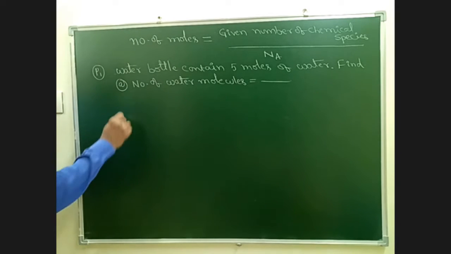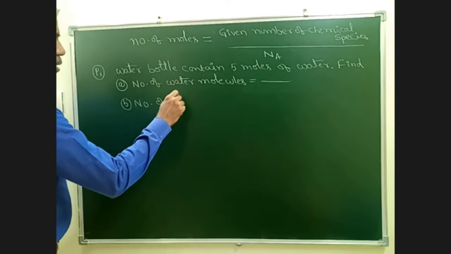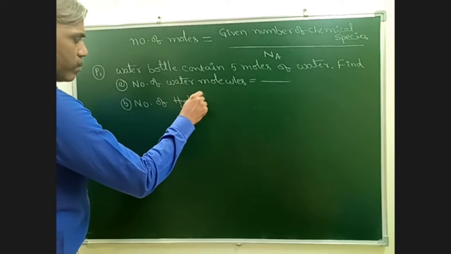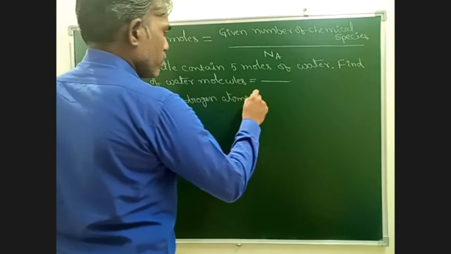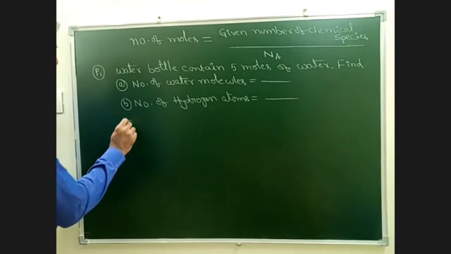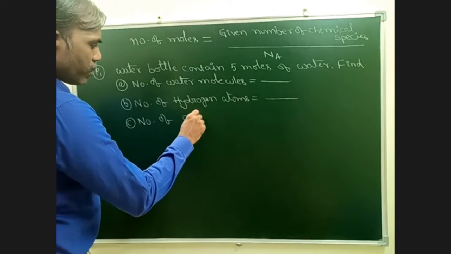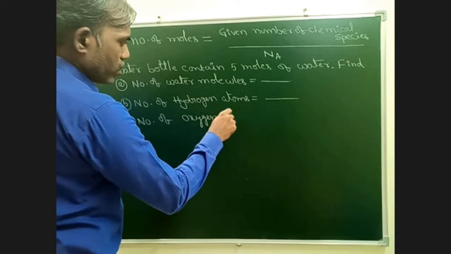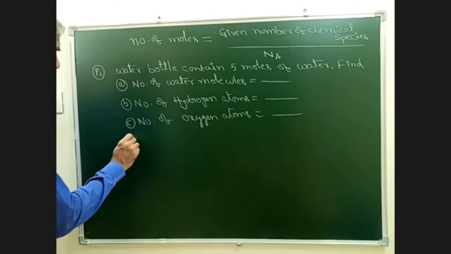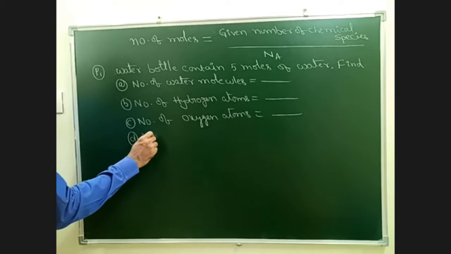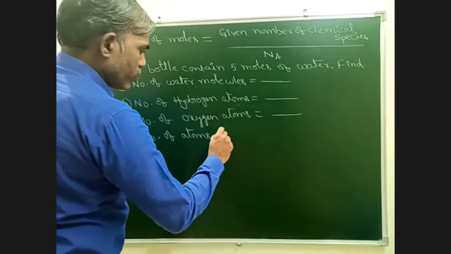A. Number of water molecules. B. Number of hydrogen atoms. C. Number of oxygen atoms. D. Number of atoms.